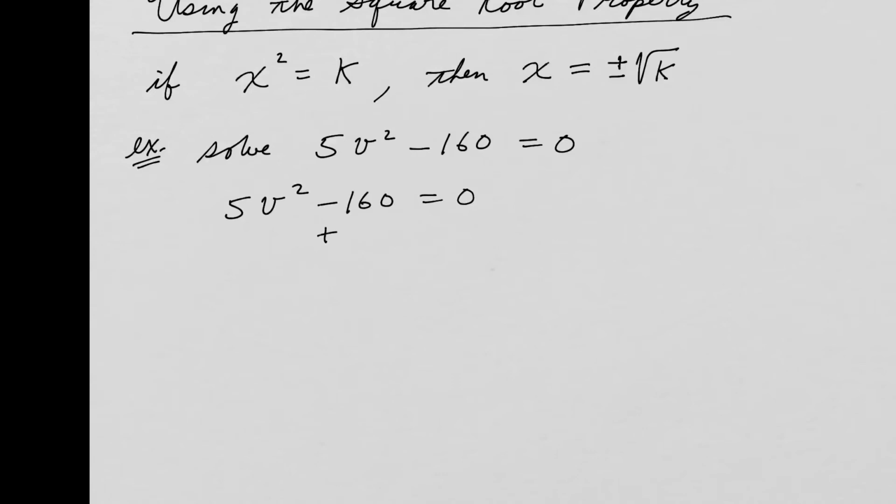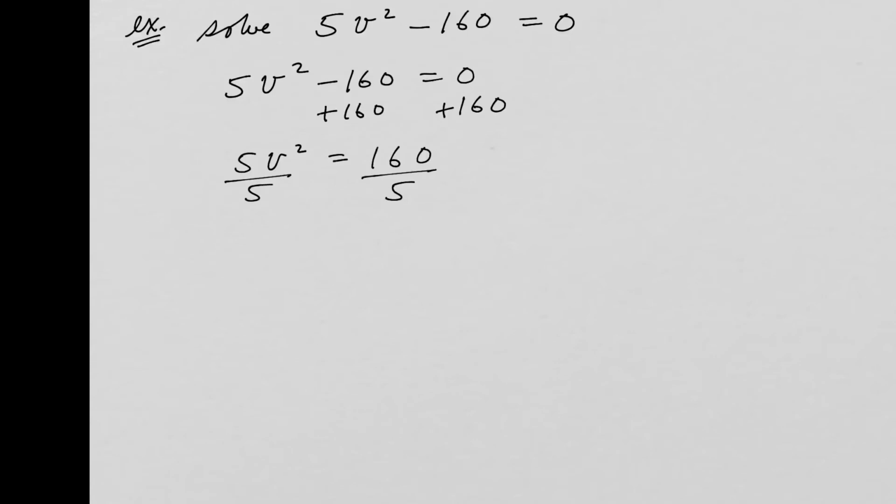I will bring the 160 to the other side, so I'll add 160 to both sides. So I have 5v squared is equal to 160. And then I'm going to divide both sides by 5. And that's going to give me v squared is equal to 32.